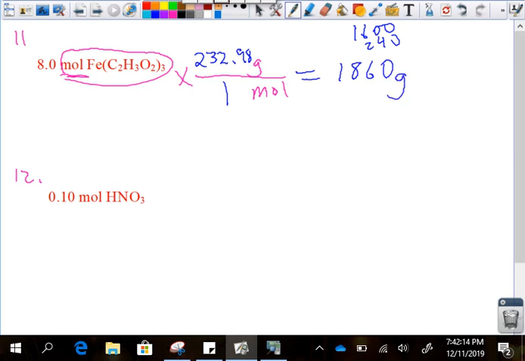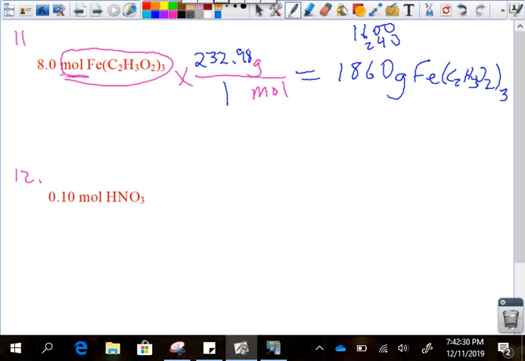That's a lot of grams. That's a lot of mass. It's over 1 kilogram of iron acetate. But that part's not too important to us. Just getting it set up correctly, using the right dimensional analysis values.